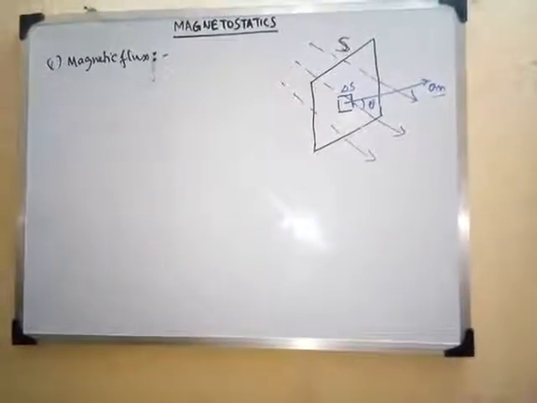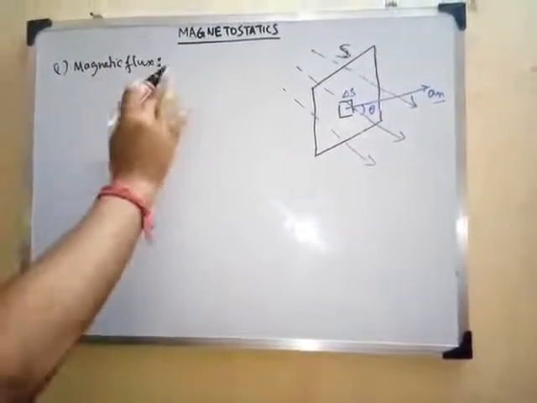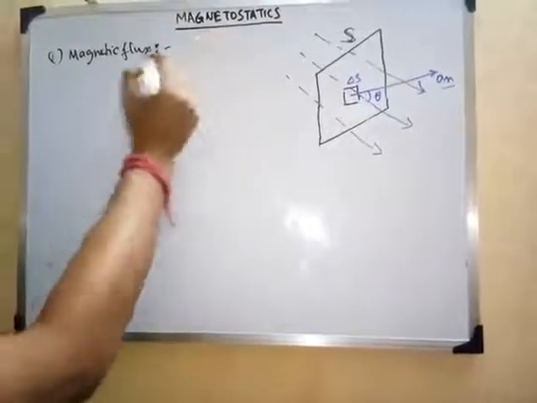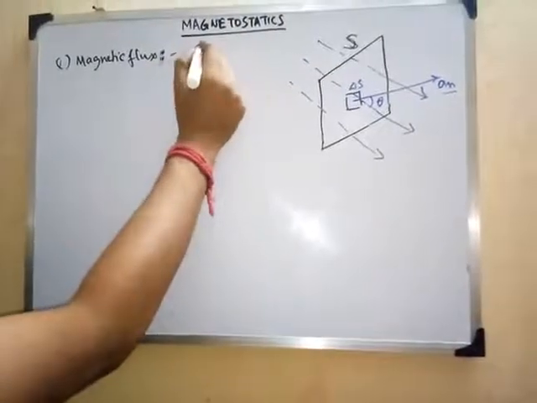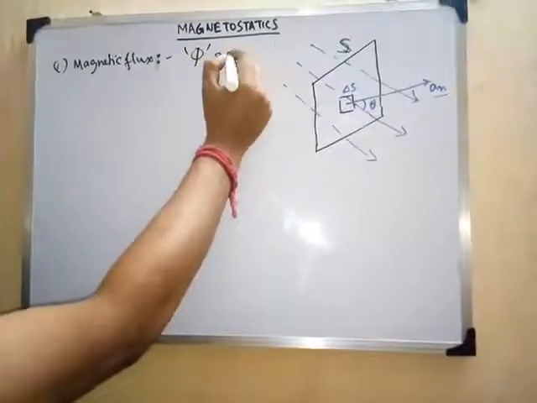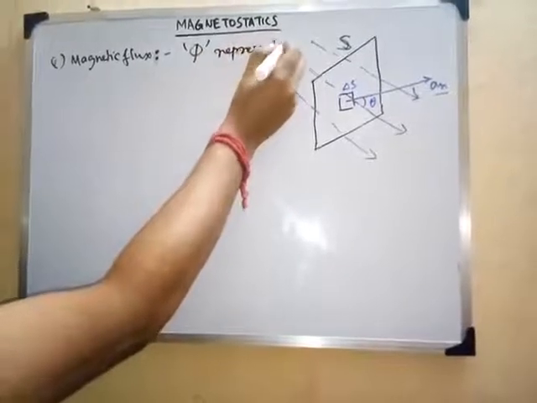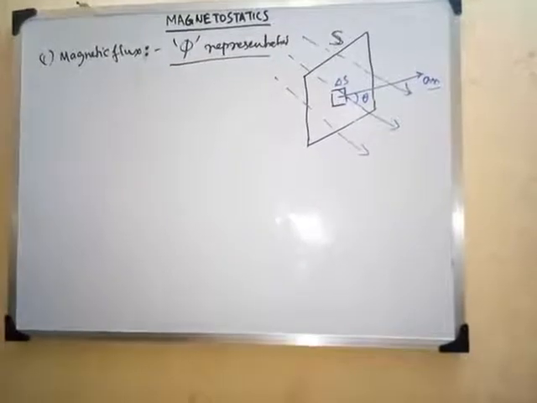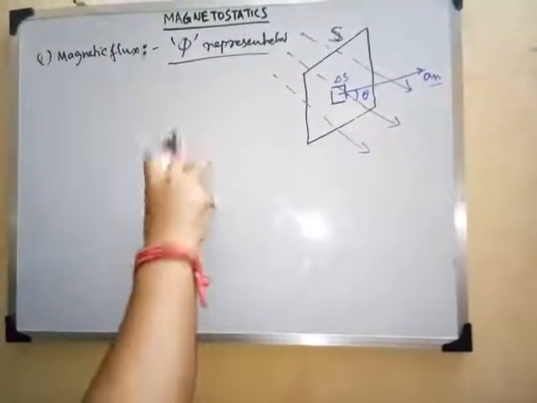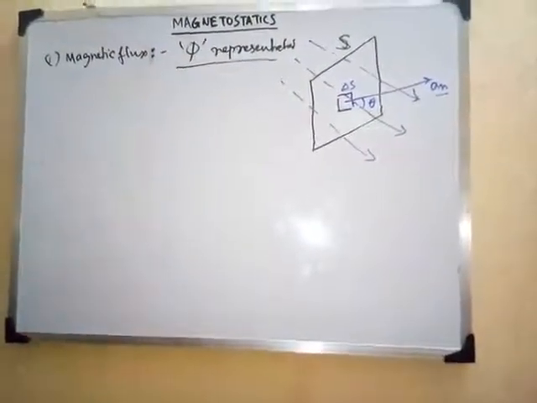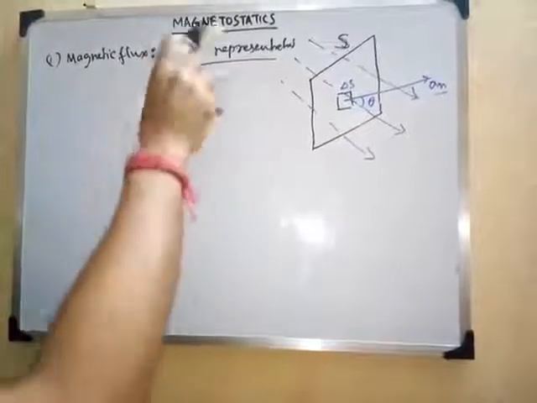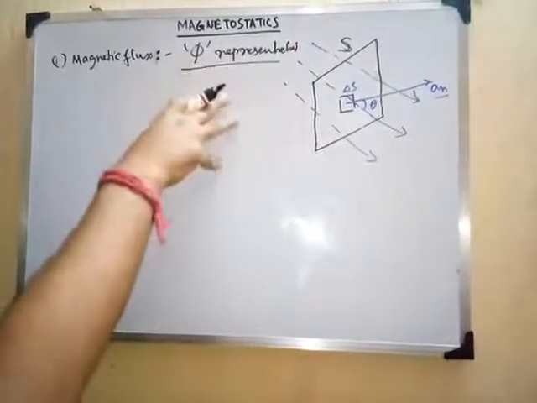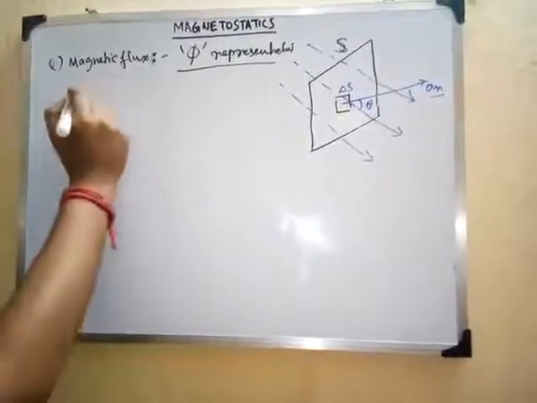Now we will define magnetic flux. Magnetic flux is most of the time represented as phi. Don't confuse this with the phi term you get in vector coordinates. As per our discussion, we will interchange our representation, so do not confuse between same or similar representations.